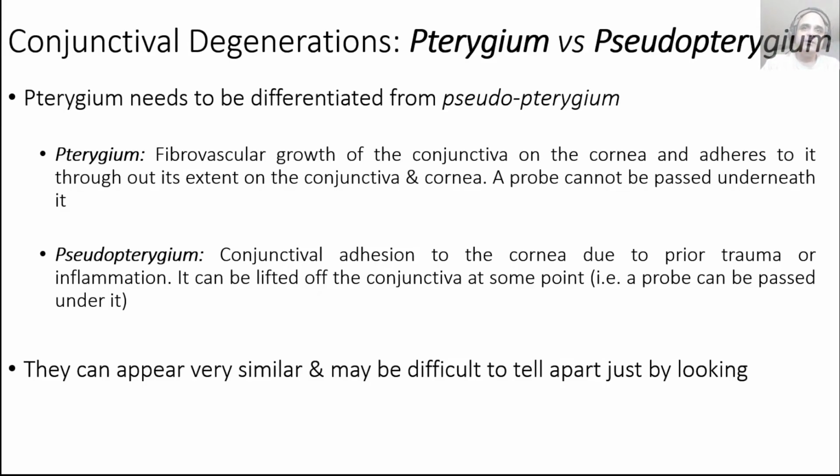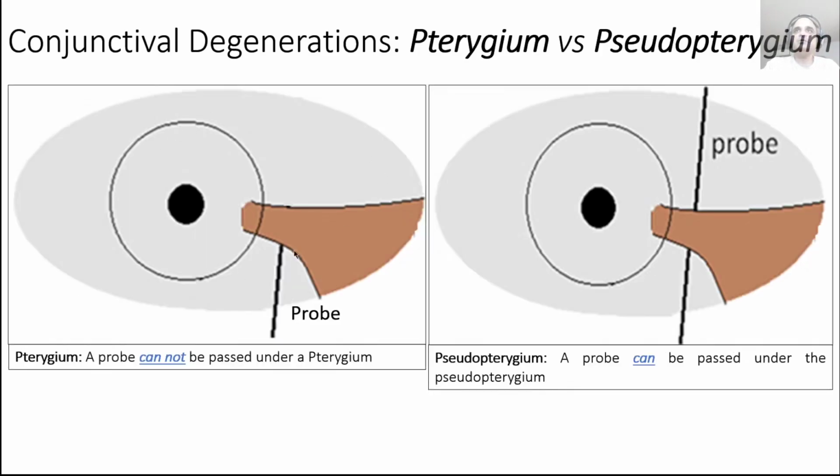At times, just by looking at the two, it's very difficult to tell apart. So what you do is you take a glass rod or a probe and you try and pass it underneath the lesion. You can't pass one underneath a pterygium because a pterygium is a fibrovascular degeneration of the conjunctiva. It's not separate from it. But a pseudopterygium is a conjunctiva that's stuck onto the cornea, so you can pass something below it.